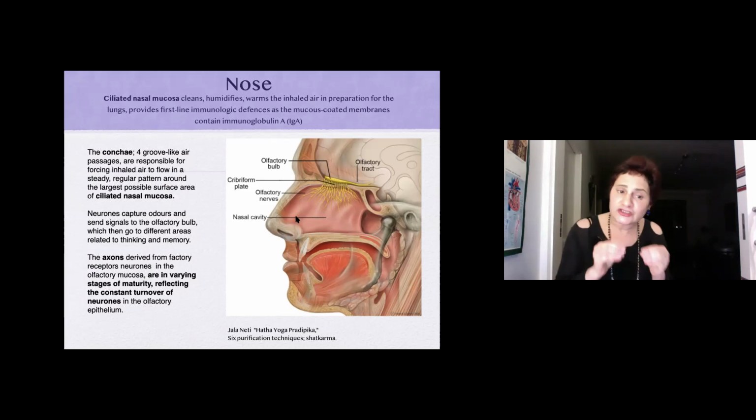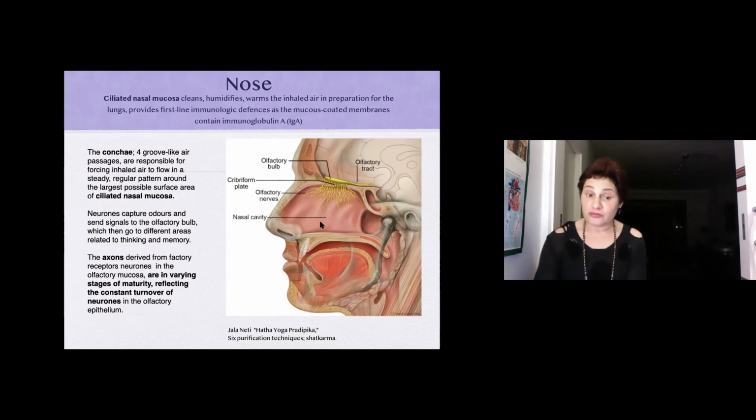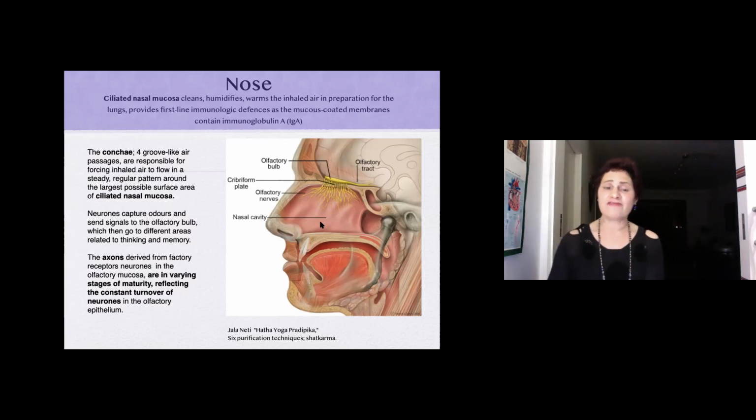So the axons derived from the olfactory receptors up here, the neurons in the olfactory mucosa, are at varying stages of maturity, different levels of maturity, reflecting the constant turnover of neurons in the olfactory epithelium. What does this tell us?